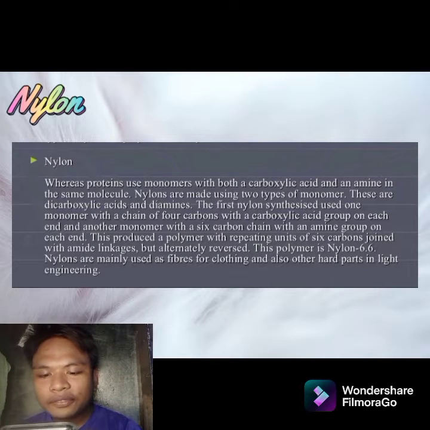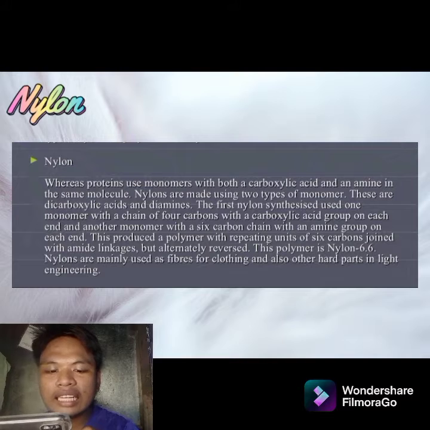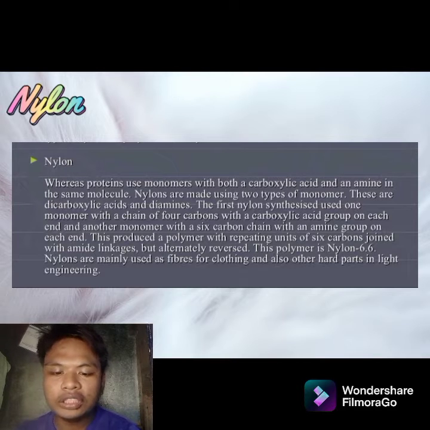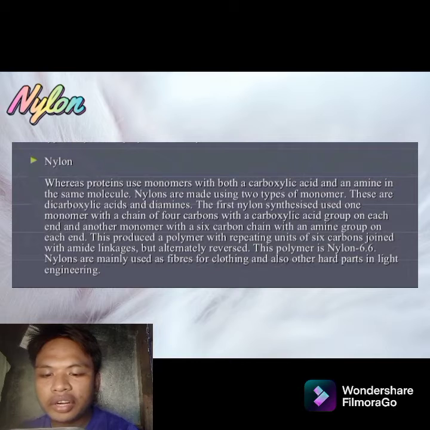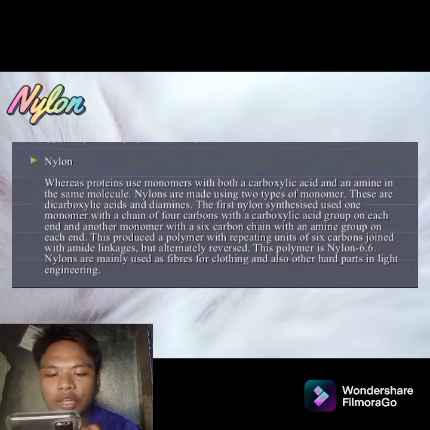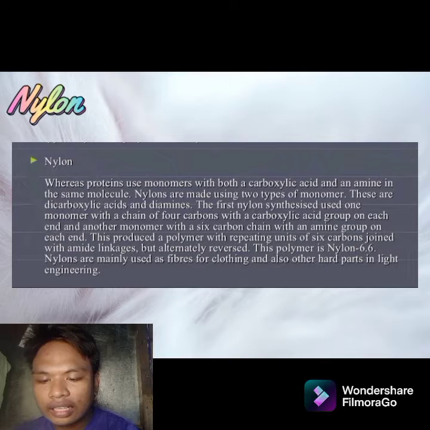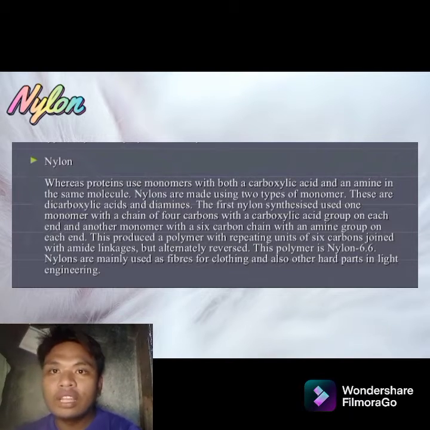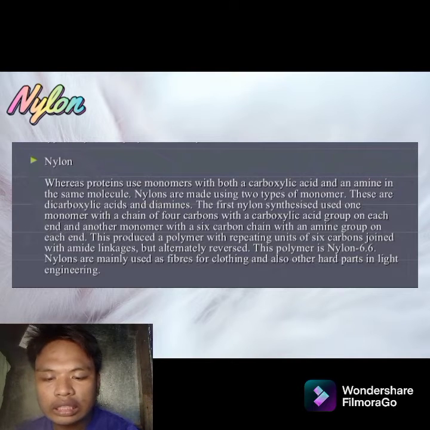Nylons are made using two types of monomers. These are dicarboxylic acid and diamine. The first nylon used one monomer with a chain of 4 carbons with a carboxylic acid group on each end and another monomer with a 6 carbon chain with an amine group on each end. This produces a polymer with repeating units of 6 carbons joined by amide linkages, but alternately reversed. This polymer is nylon 6.6.